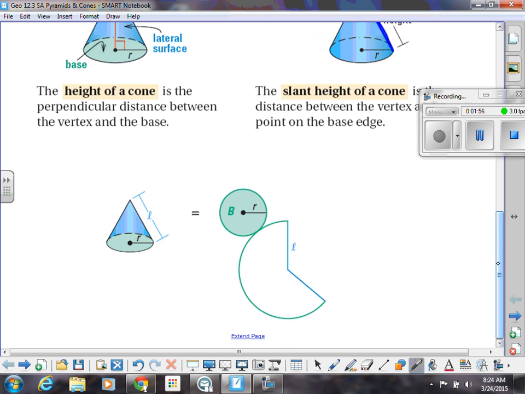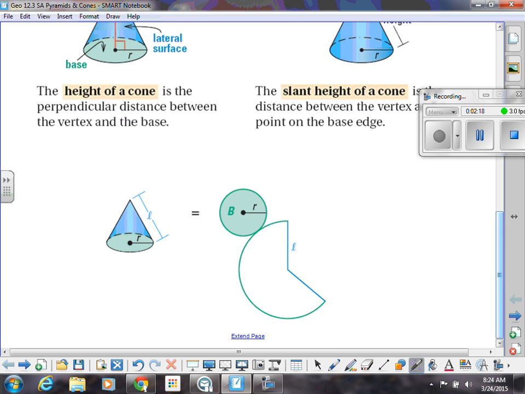And again, if I were to unroll this, I would have this circular base, and then I would have this is the cone part. This is like what we would hold on an ice cream cone. So if I were to roll that up, that would make an ice cream cone. All right, so that's some vocabulary for you.